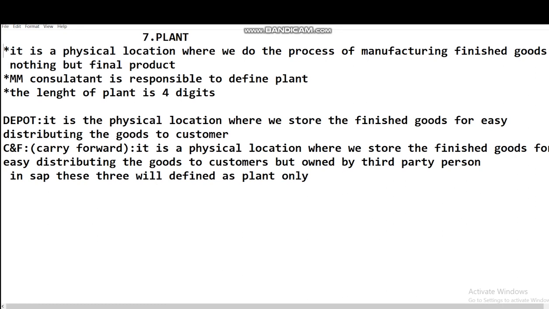And the next one, after the plant, is storage location. After the plant, we have storage location. And what is storage location? It is also a physical location where we store the goods within a plant, not outside the plant.